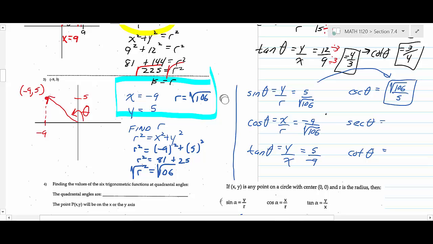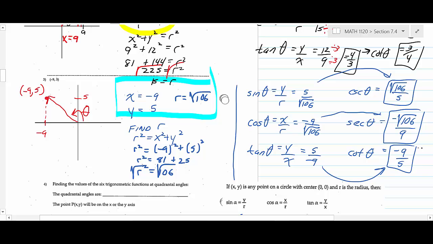For the secant, I would just turn this upside down before I rationalize it. So that would be negative square root of 106 over 9. And the negative, it doesn't really matter where it is. The preferred way is just put it in the numerator like that. And then the cotangent is just going to be negative 9 over 5. Then that leaves you with just rationalizing the denominator on the sine and cosine, then you got it. Does everybody see what I did okay?